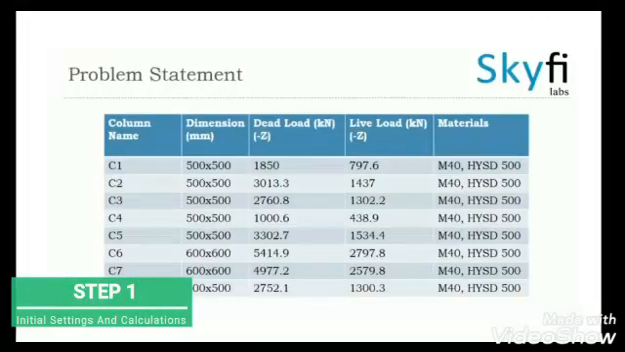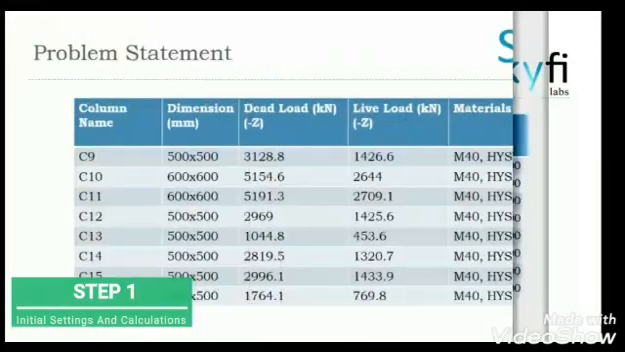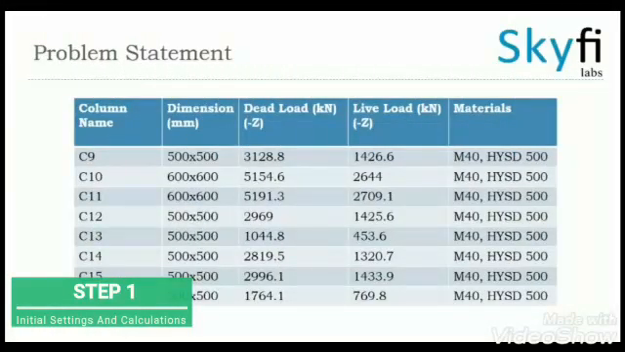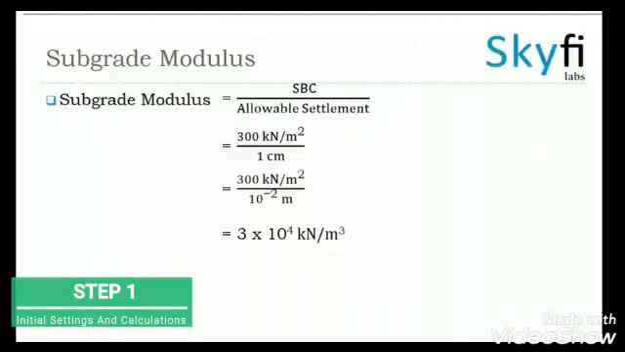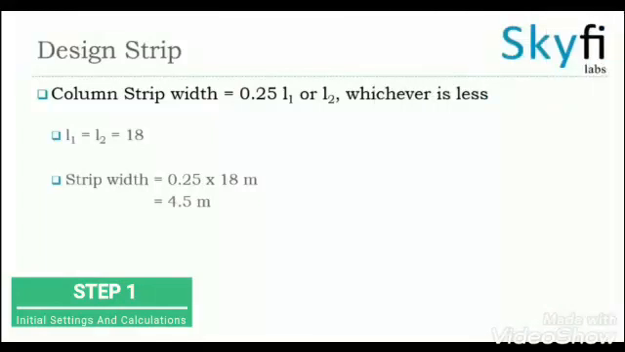Now this is the problem statement we got from our design problem. It is a footing size which is 18 by 18, with a 2 meter extension from either side. This is how we have to find the subgrade modulus, and this is for the calculation for the design strip.